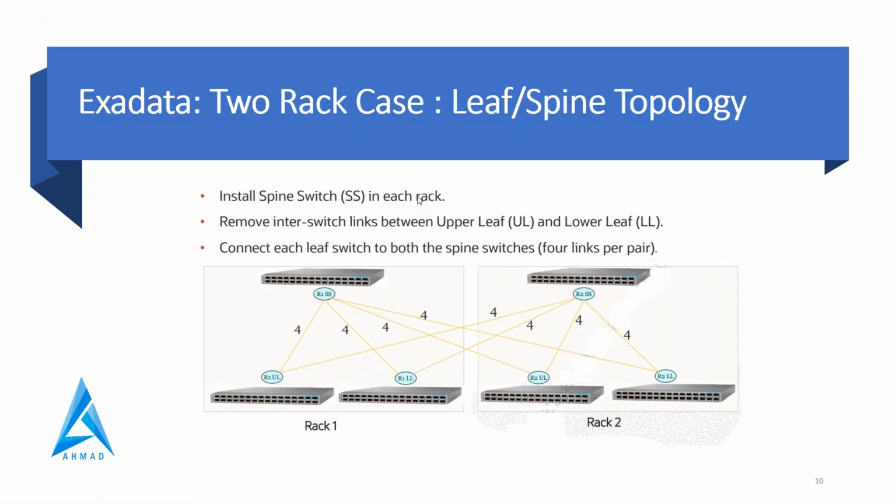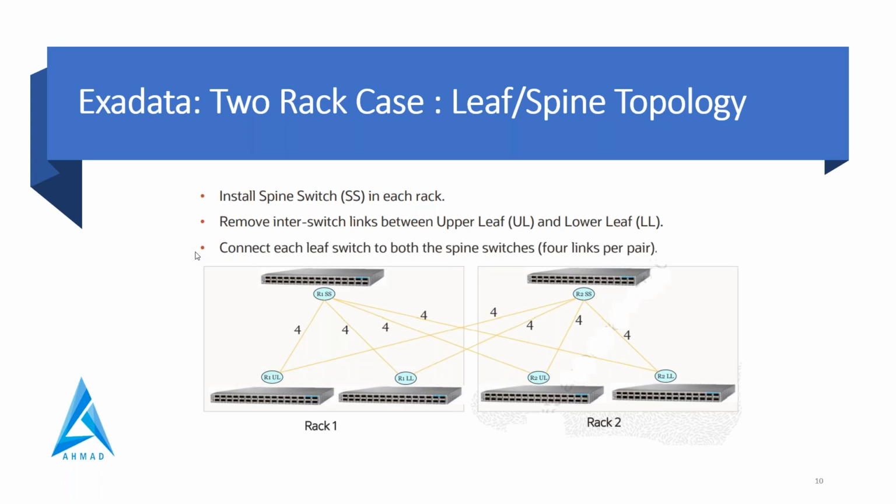Now Exadata 2 rack case leaf spine topology. So what does it have? When up to 8 racks are connected to form a large scale database grid, the ROCE network is modified to resemble a fat tree topology by adding a spine switch to each rack, and the database server and storage server connections to the leaf switches remain unchanged. So this is an important thing.